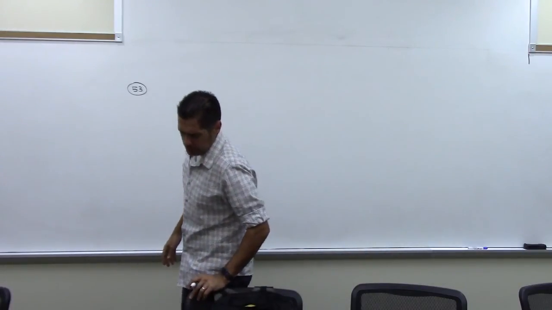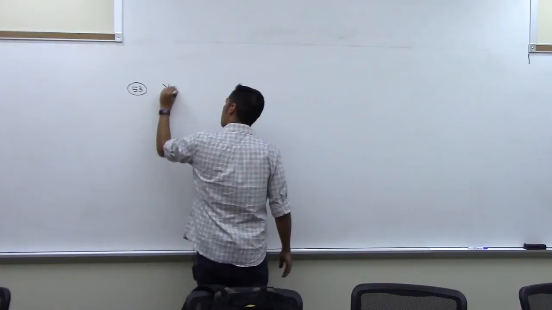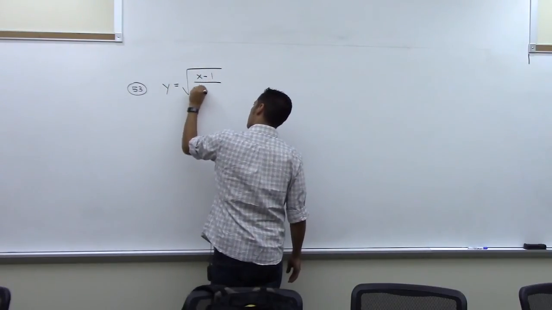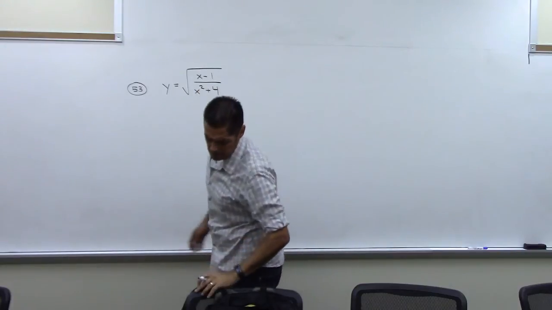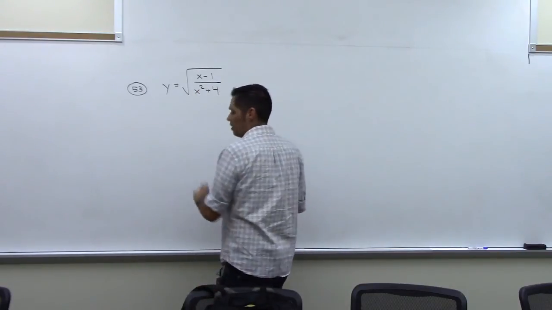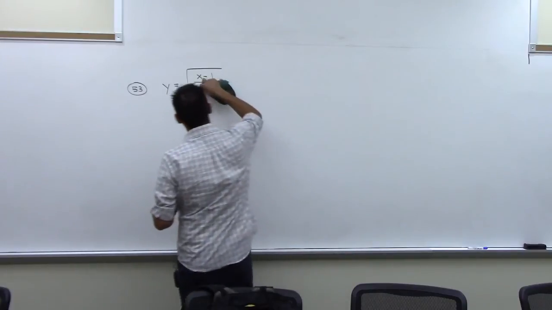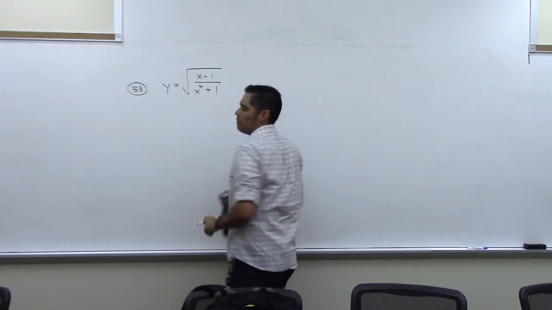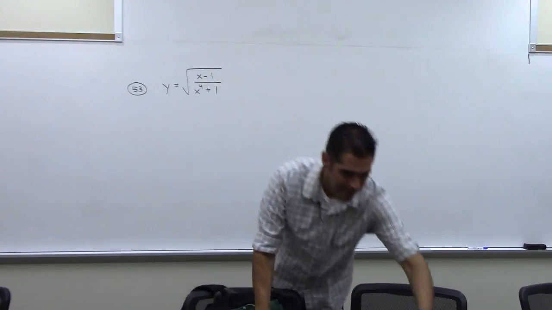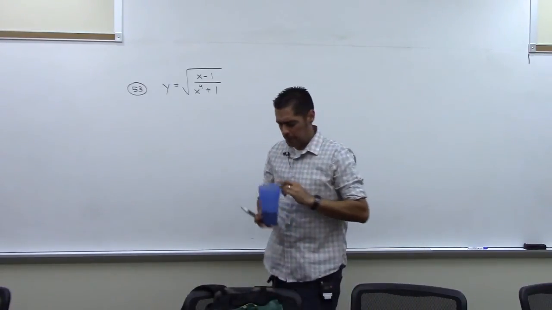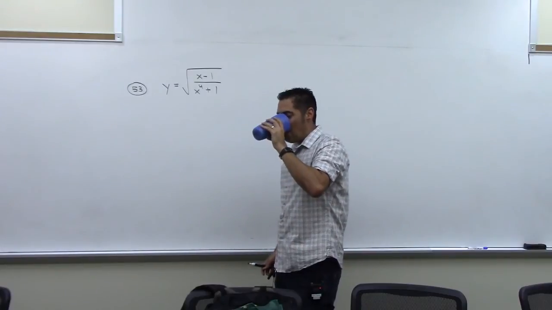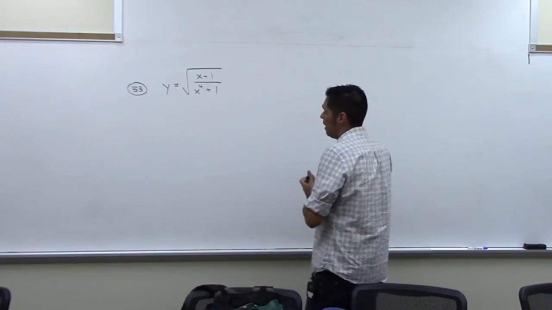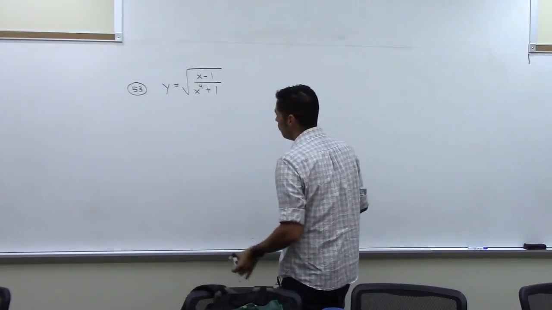Y is the square root of x minus 1 over x squared plus 4. Oh, x to the 4th plus 1. Oops. All right. Same thing. I could do chain rule with some quotient rule in there.